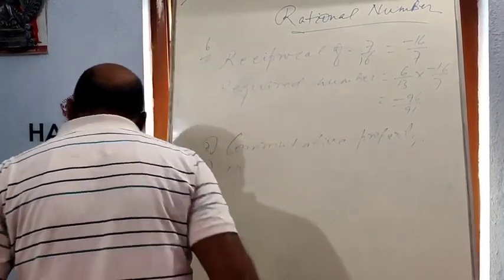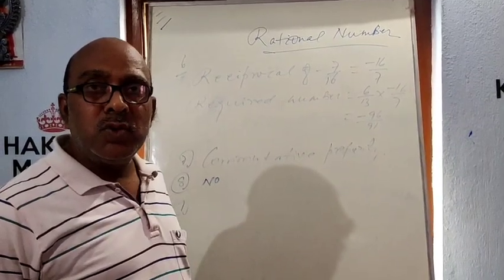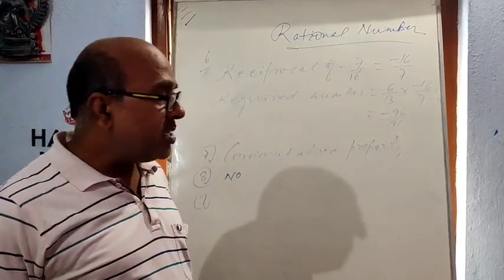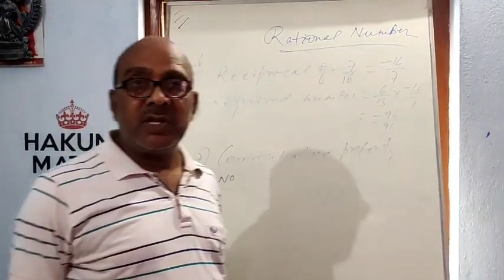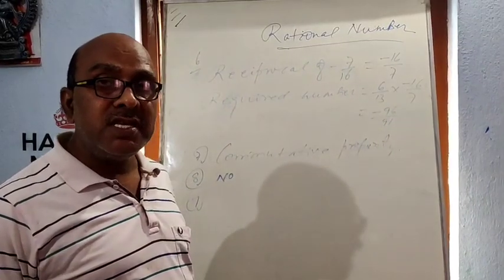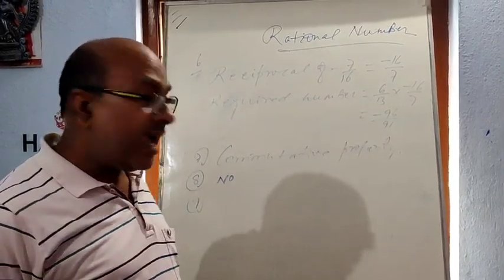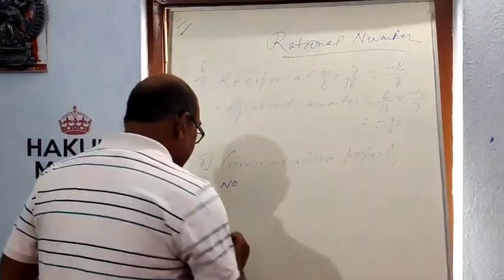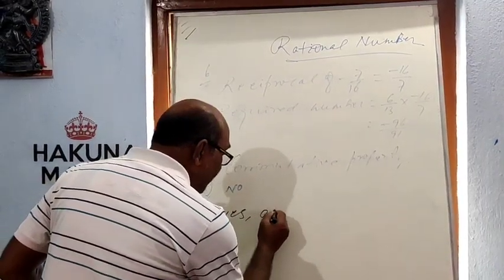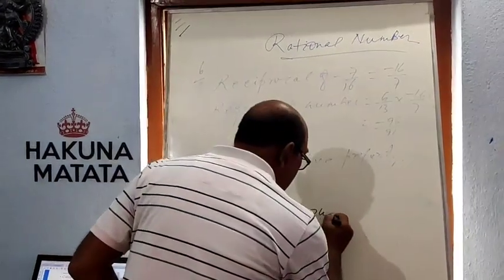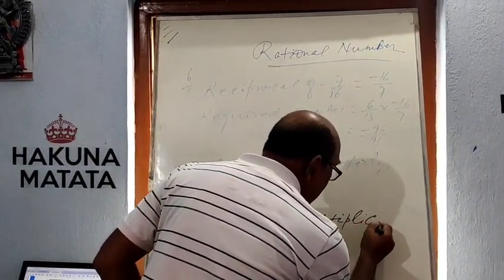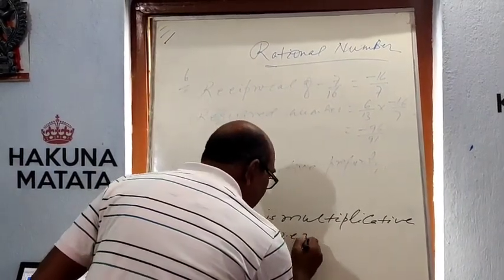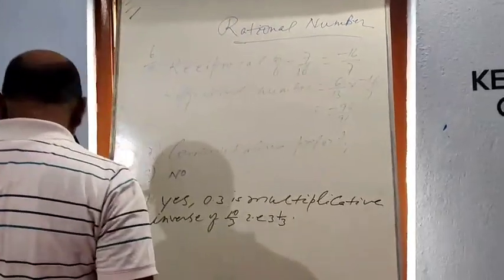Question number 9. In question number 9, we have to know whether 0.3 is the multiplicative inverse of 3 integer 1 by 3. Since 3 integer 1 by 3 is 10 by 3, its multiplicative inverse is 3 by 10. It means 0.3. And therefore, 0.3 is the multiplicative inverse of 3 integer 1 by 3. This is yes. Yes, 0.3 is the multiplicative inverse of 3 integer 1 by 3. Now, question number 10.